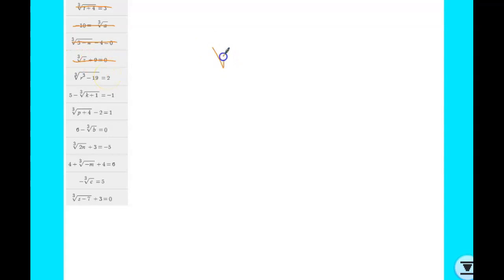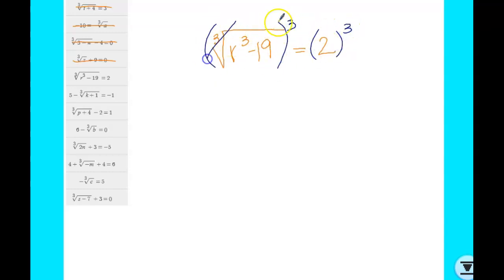Next one, again, this is one that we did in class, but I think it's worth going over again: the cube root of r minus 19 is equal to 2. We don't have anything that's being added or subtracted outside the radical, so we can just jump straight to cubing both sides, because that is the inverse.